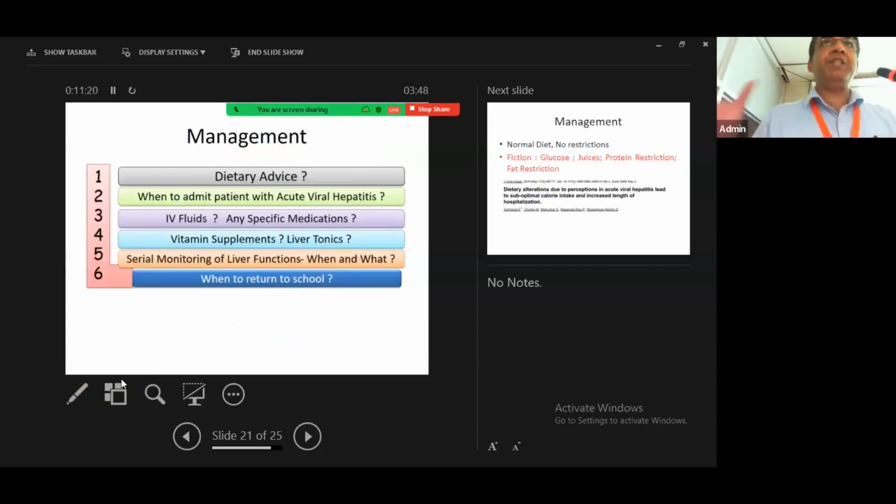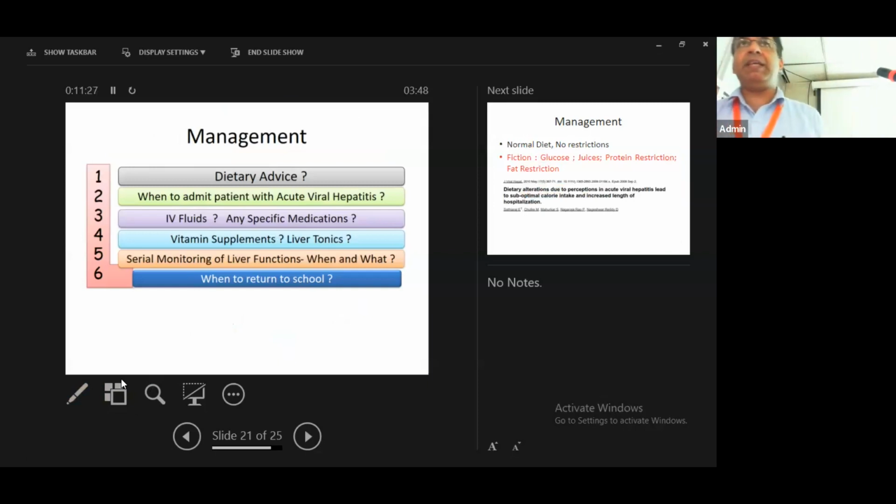So coming to the management, the final slide about acute viral hepatitis, hepatitis A. These are the questions which you usually get asked. Being a pediatric gastroenterologist, the questions from the parents are mainly about what the dietary advice is, when to admit the patient, IV fluids, any specific medicines, the role of vitamin supplements, what liver tonics are, when to repeat an LFT, and when to return to school. This is a very common question from the parents.